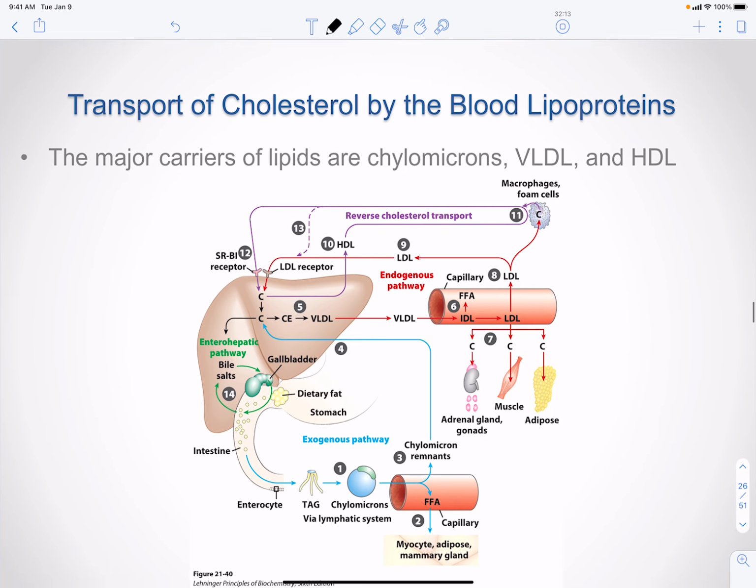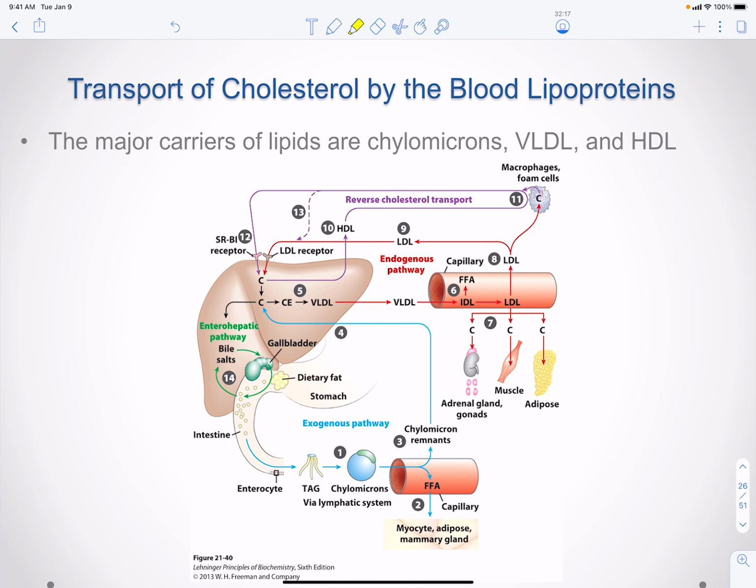So major carriers of lipids, of course, are going to be your chylomicrons from the fed state, very low density lipoproteins made by your liver, and your high density lipoproteins, which we haven't talked about too much. So your transport of cholesterol by these different blood lipoproteins is going to depend on what the state is of your individual, fed state, fasting state, etc.